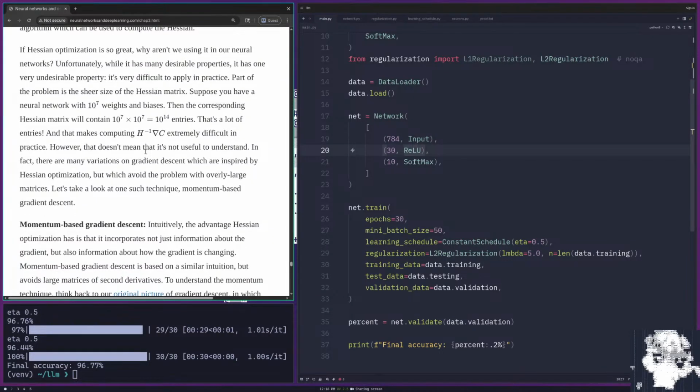If Hessian optimization is so great, why aren't we using it in our neural networks? Unfortunately, while it has many desirable properties, it has one very undesirable property. It's very difficult to apply in practice.